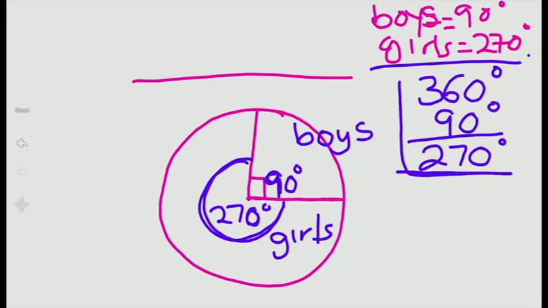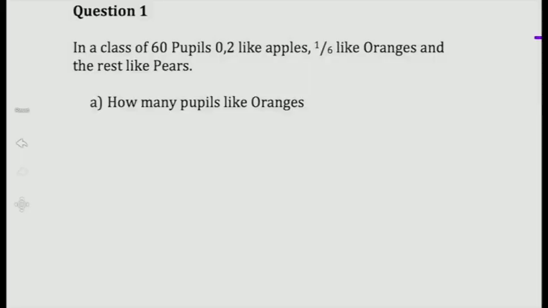So now, I think with that information, we can be in a position to answer questions pertaining to a pie chart. I want us to look at certain questions pertaining to pie charts. In a class of 60 pupils, 0.2 like apples, 1/6 like oranges, and the rest like pears. I want you to underline the key words here. We've got 60 pupils. That's the total number of everybody in this particular classroom.